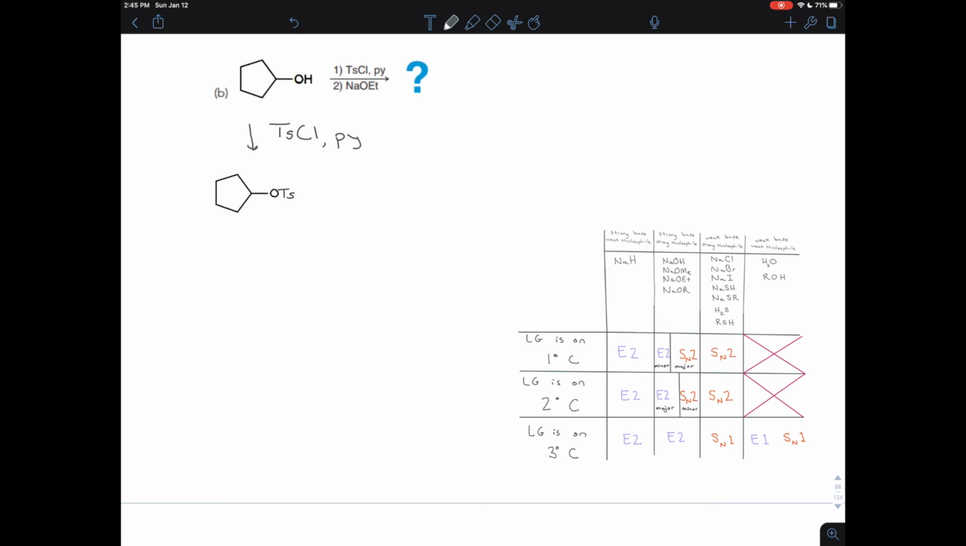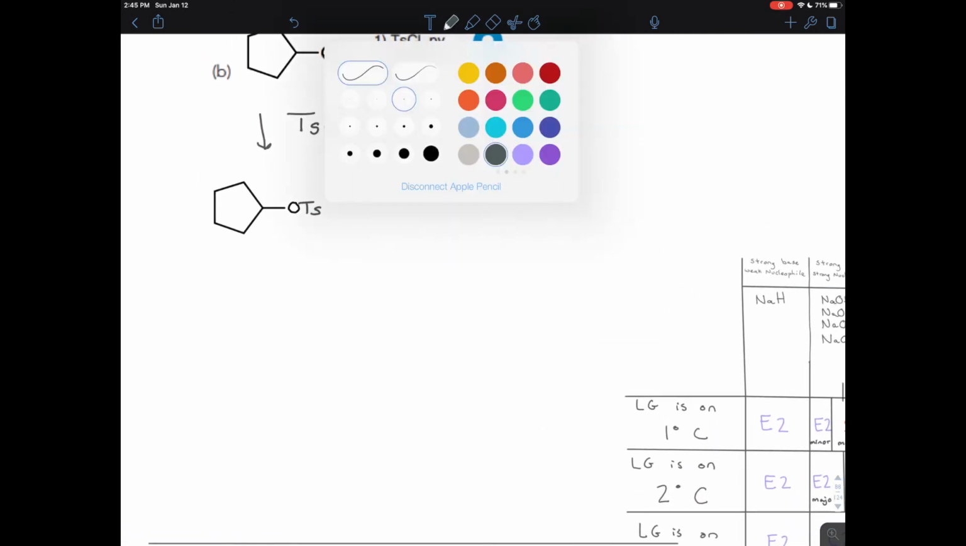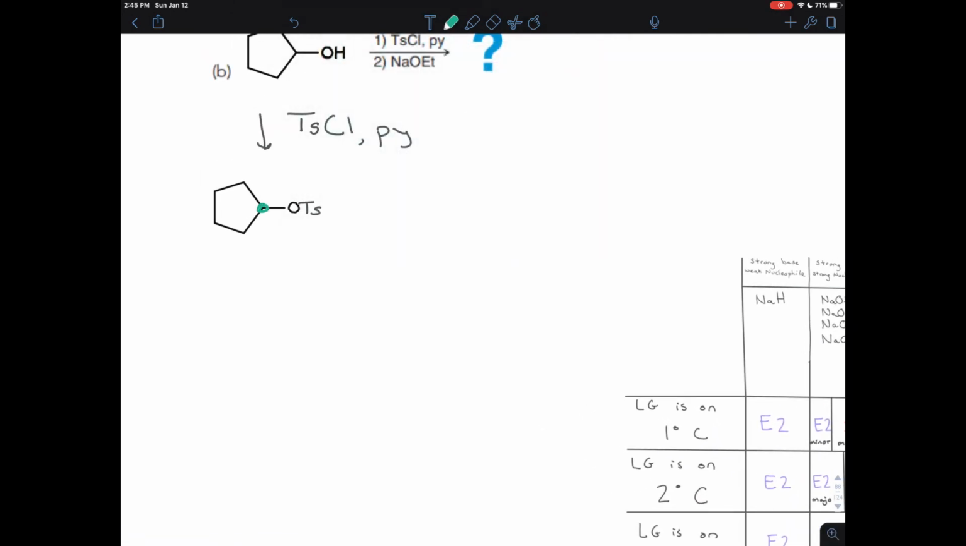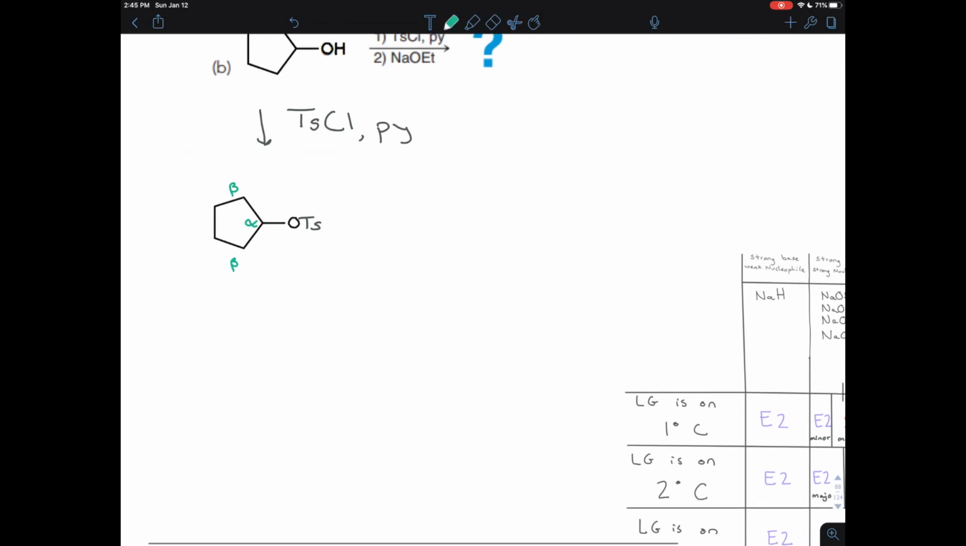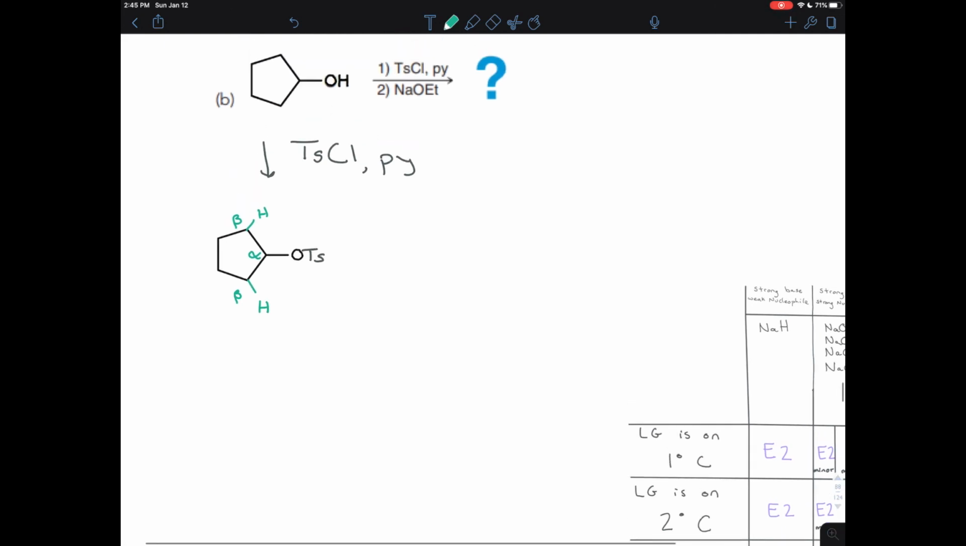All right, so now that we have a good leaving group, we can start to think about the elimination reaction. We look at the carbon that has the leaving group on it. That's the alpha carbon. Each of the carbons bonded to that is a beta carbon. The hydrogens on the beta carbon are the hydrogens that are vulnerable to attack from a base.